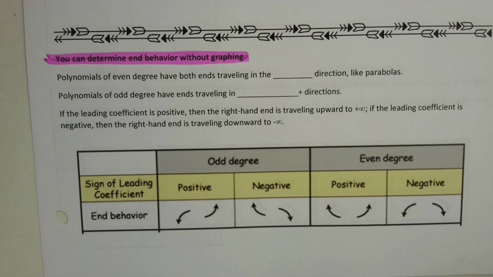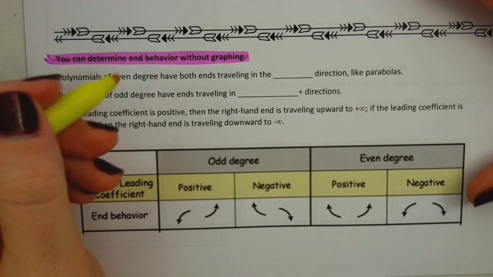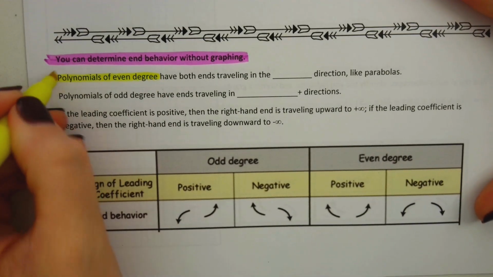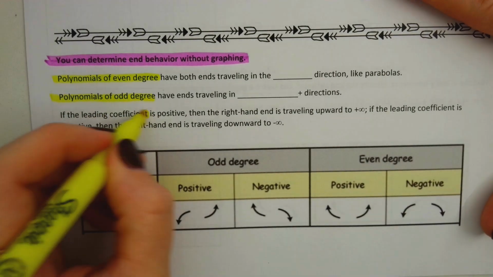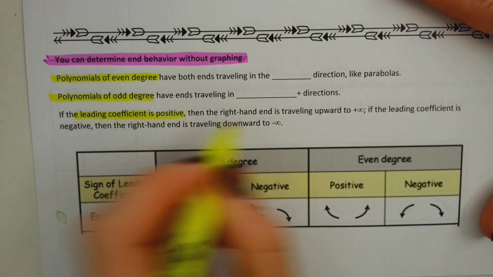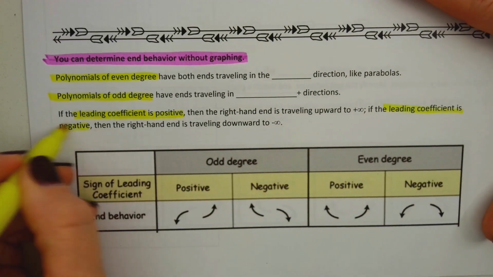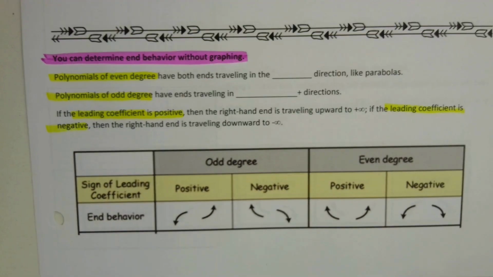It's all based on two things. It's based on the degree, whether the degree is even or odd. And it's also based on the leading coefficient, whether it's positive or negative. So the front number, whether it's positive or negative.